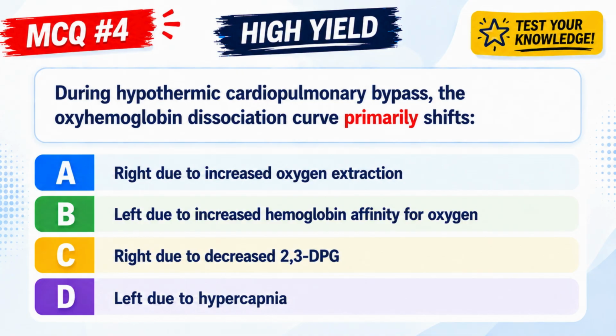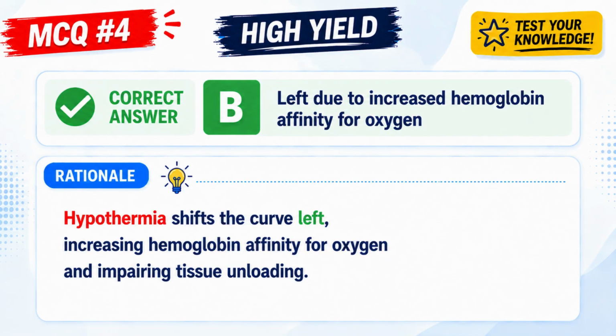During hypothermic cardiopulmonary bypass, the oxyhemoglobin dissociation curve primarily shifts. A. Right due to increased oxygen extraction. B. Left due to increased hemoglobin affinity for oxygen. C. Right due to decreased 2,3-DPG. D. Left due to hypercapnia. The answer is B. Left due to increased hemoglobin affinity for oxygen.